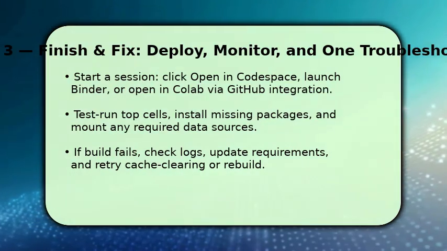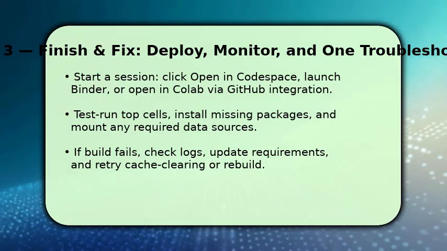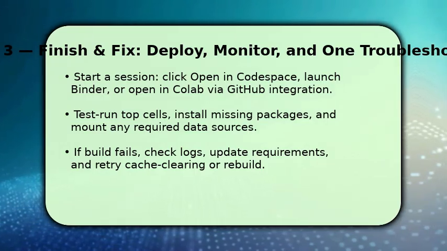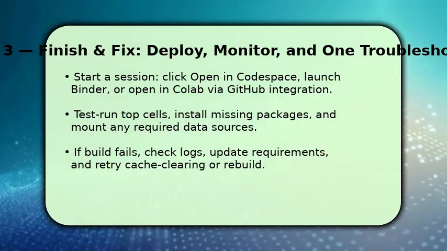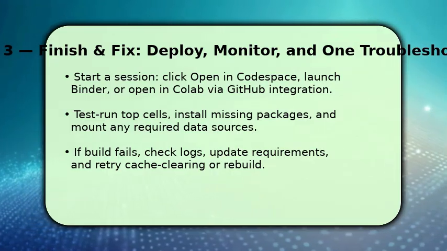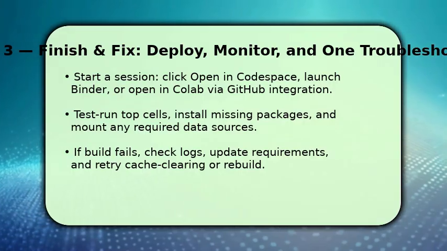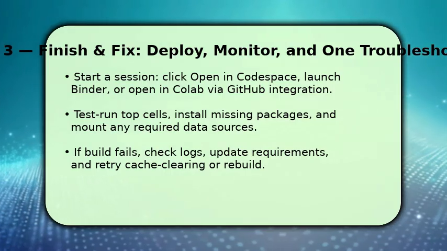You should install any missing packages if import errors appear, and mount data sources or authenticators for external APIs. Make sure to save outputs or push changes back to your repo if needed. If something goes wrong, check the build and runtime logs for dependency or permission errors, then update requirements.txt, clear caches, and rebuild. This often resolves environment mismatches and runtime failures.